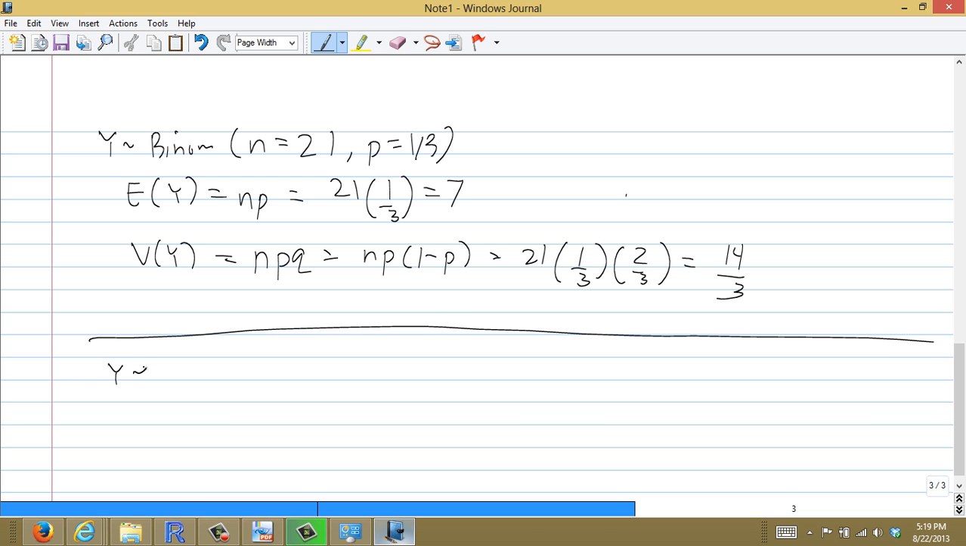For the second random variable, the distribution was Poisson with lambda equal to 3. And if we look at our table of common statistical distributions for a Poisson random variable, the mean is just equal to lambda. So in this case, the expected value of y is just lambda, which is equal to 3. And similarly, the variance is also equal to lambda, which is equal to 3. So for a Poisson random variable, the mean and variance are going to be equal.